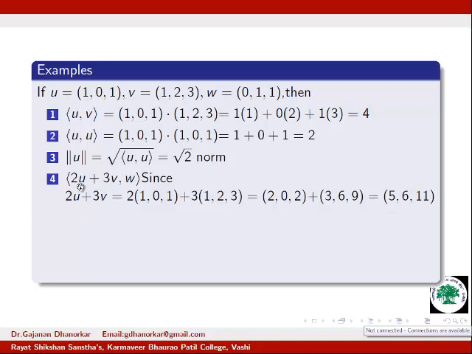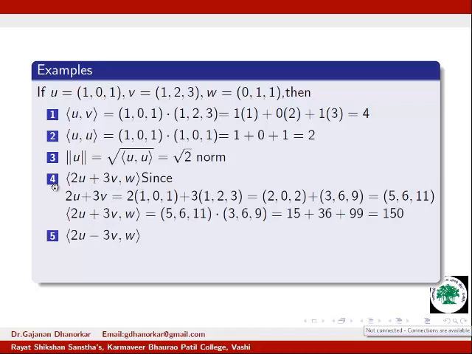Now we have to take the inner product of this vector with W. Inner product means we take the dot product of this vector with the vector omega, W. Dot product means again coordinate-wise multiplication: 5 into 3 is 15, 6 into 6 is 36, and 11 into 9 is 99. If we take the addition, we will get the answer.